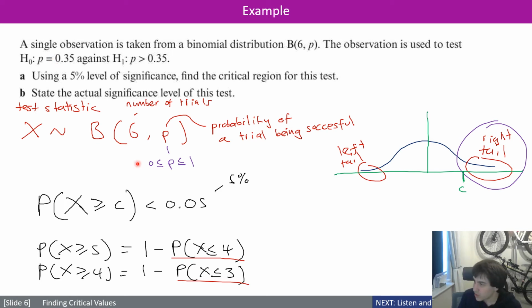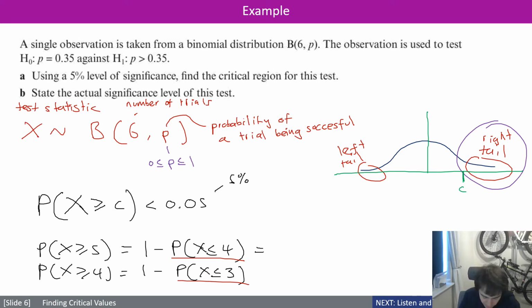That's always the case. By default, you pick the null hypothesis because it's your default position. So number of trials is 6. P is 0.35. I'm doing this on the calculator. And my x, let's try 5. Okay, so we're doing trial and error. I get 0.998.